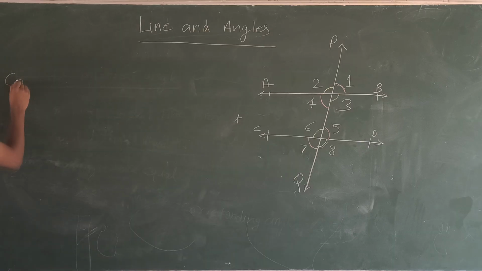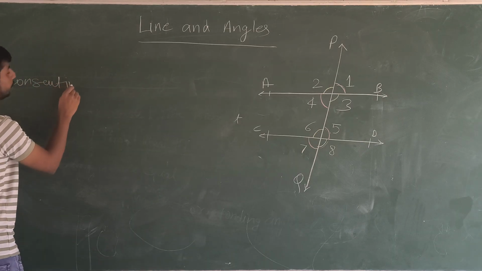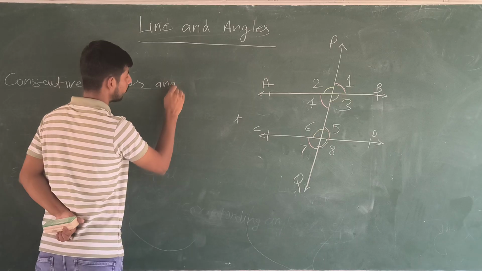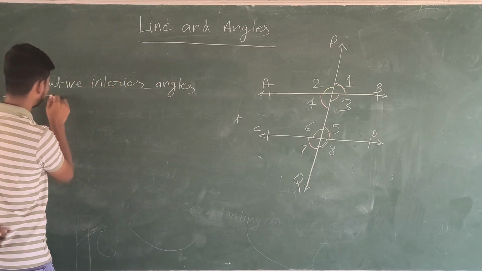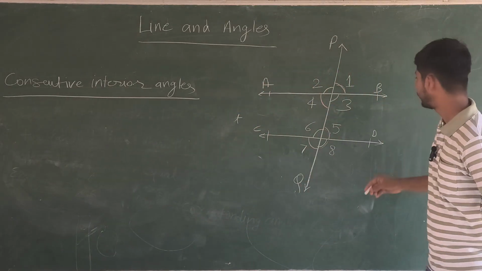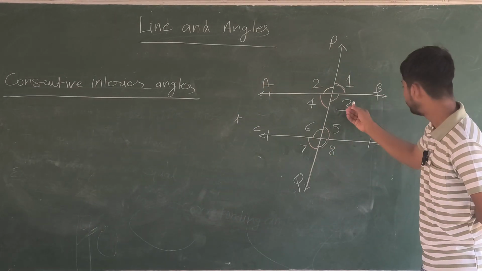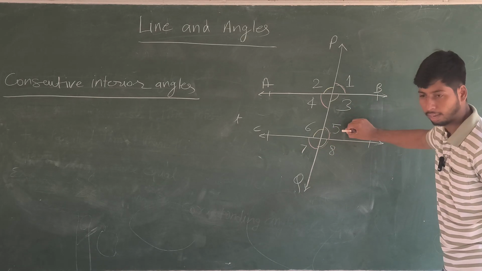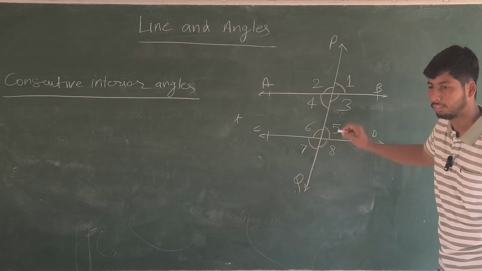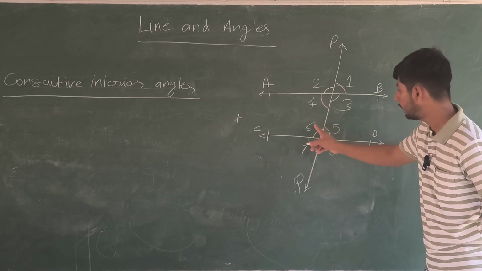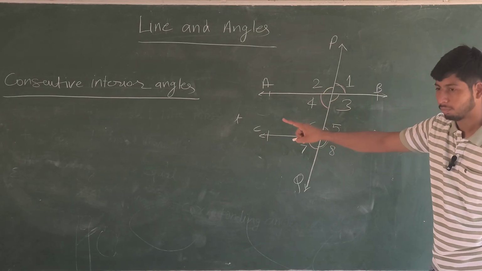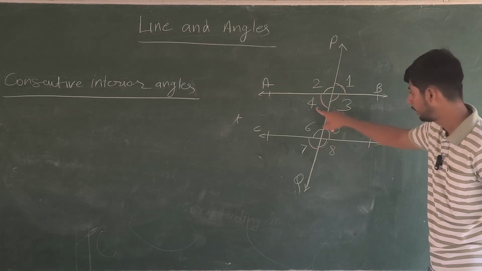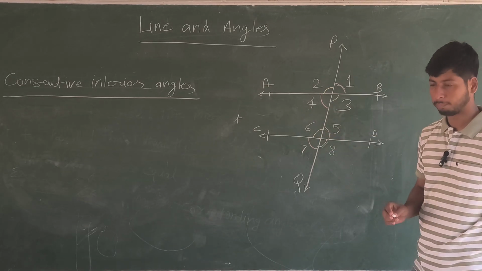Next is consecutive interior angles. Look at here. In the previous one, we have taken alternate. Now we have to take consecutive. In the last one, we have taken alternate interior. Now here, we have to focus on consecutive interior. So angle 3 and angle 5, these are consecutive interior angles. And angle 4 and angle 6 are consecutive.